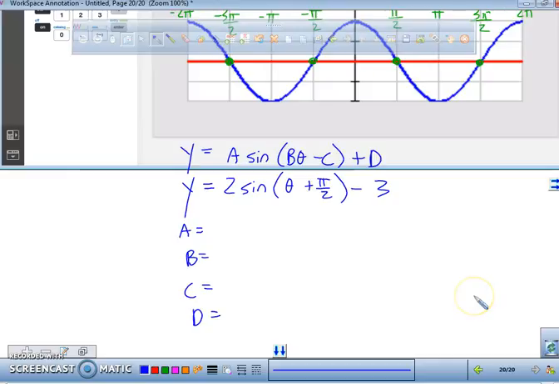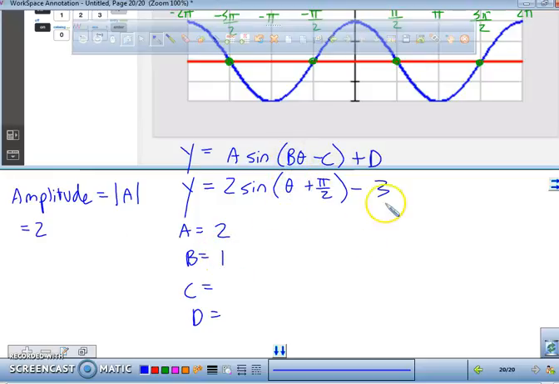All right, what's our a value for this one? 2. All right. So remember, what is amplitude, everybody? Amplitude is equal to the absolute value of a. So yes, our amplitude is going to be 2 in this particular problem. All right, so our amplitude is 2. What's our b value?